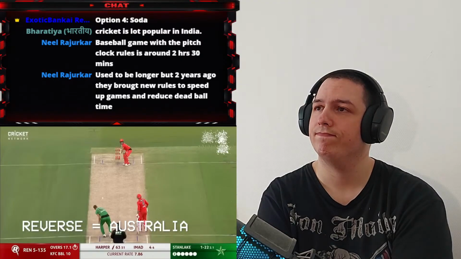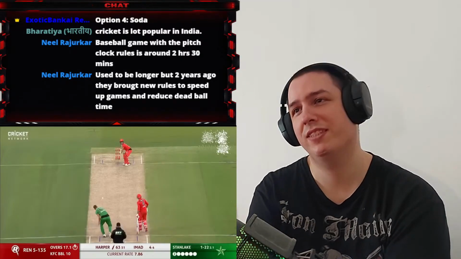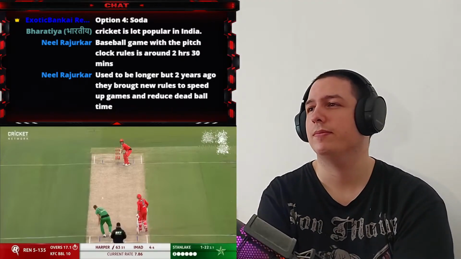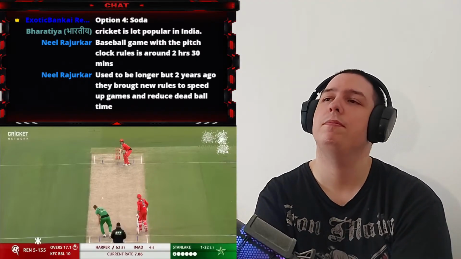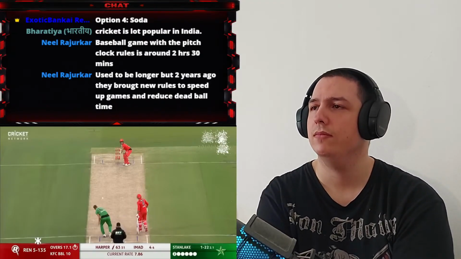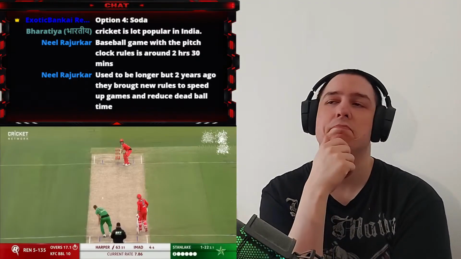And the wickets are first and the runs are second. So on this one, it says Ren, that's the Renegades, that's one of the teams, 5 for 135. So it's 5 wickets for 135 runs. So just be careful, it might be confusing.